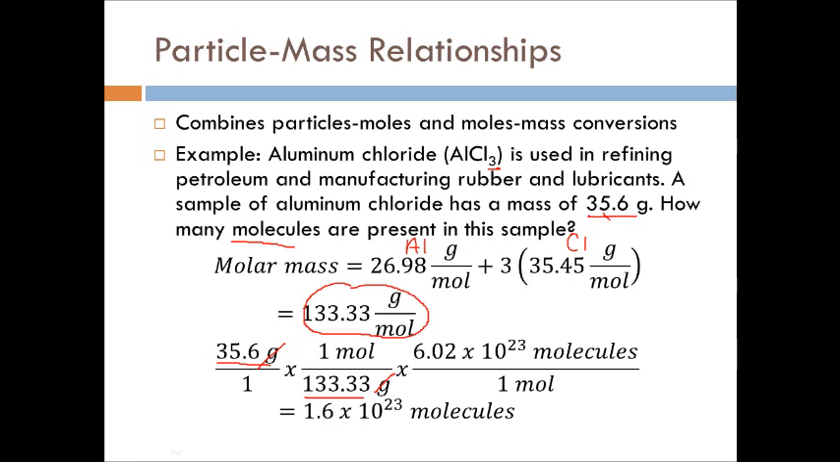1 mole is on top here. So moles on top here, mole will be on the bottom of the next fraction, and then we use Avogadro's number, 6.02 times 10 to the 23rd molecules. We just multiply and divide, and when we do that, we get 1.6 times 10 to the 23rd molecules. So in this mass, 35.6 grams of aluminum chloride, you will have 1.6 times 10 to the 23rd molecules.